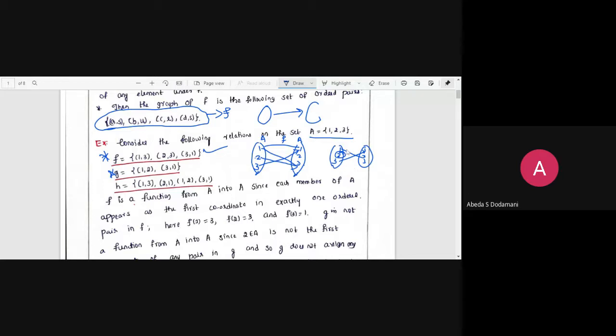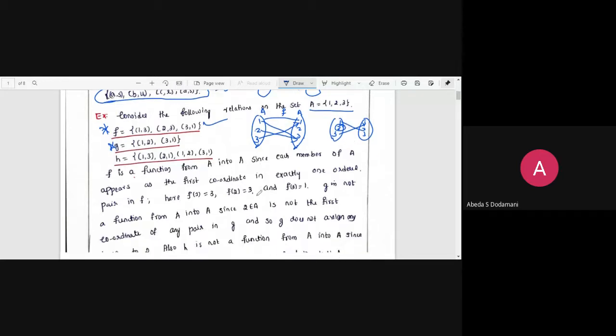Yes, and you should give the reason. Sometimes in the examination they may ask you to give a valid reason. So at that time you should say: G is not a function from A into A, since 2 belongs to A but is not the first coordinate of any pair in G. You can see there is no pair for this 2. Hence it is not a function. Or you can say that G does not assign any image to 2. Therefore it is not a function.